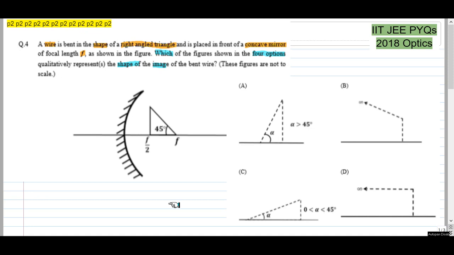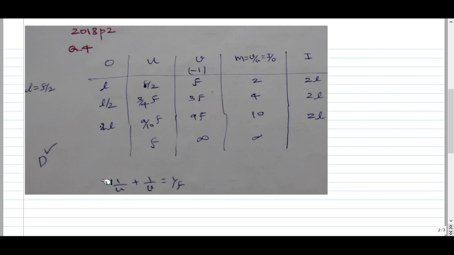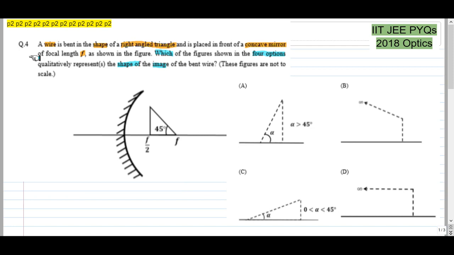Here is the solution. For a concave mirror, this formula is valid: 1 by u plus 1 by v equal to 1 by f, where u is the object distance from the pole of the mirror, v is the image distance from the pole of the mirror, and f is the focal length of the mirror.